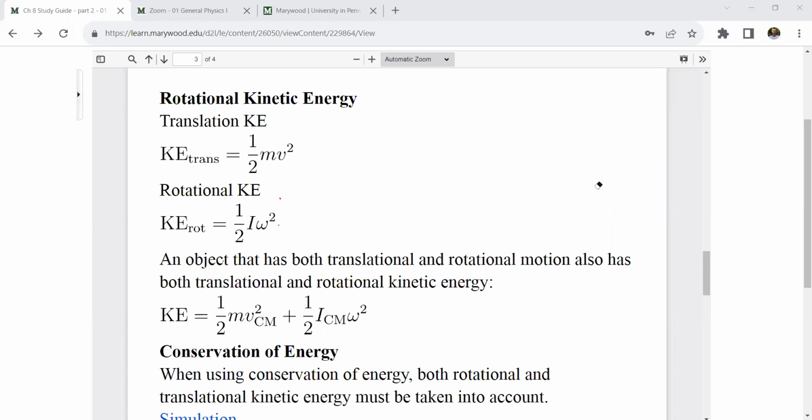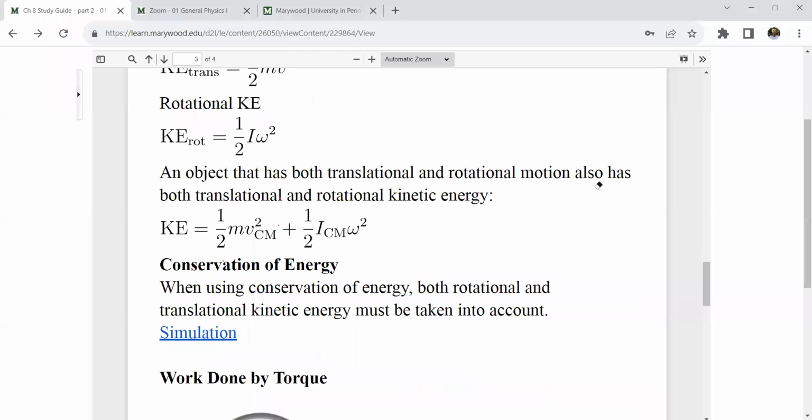Now, if the motion is rolling motion, as you know, both translational and rotational motion are involved, so the kinetic energy is the sum of the translational kinetic energy and the rotational kinetic energy. And you see that the equation is something like this.